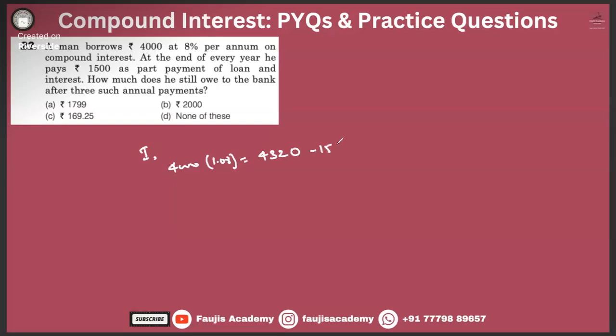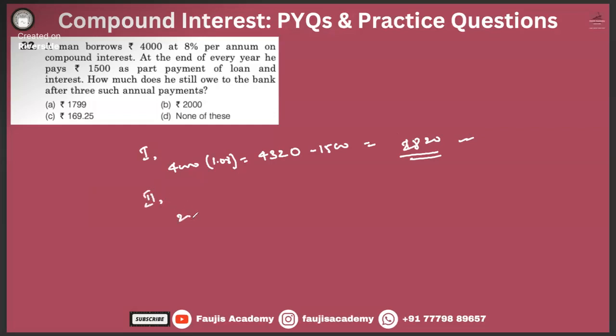Out of which he paid 1,500 rupees. That means how much was remaining? 20, 3 to 18. This much was remaining after the end of 1 year. Sir, you calculated it wrong. Where? It is 2820. Oh, yeah, right. 2820. Okay.